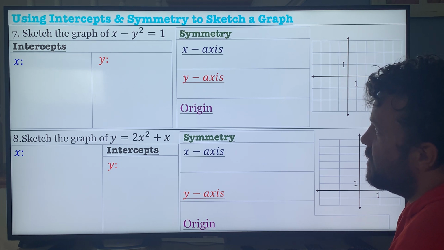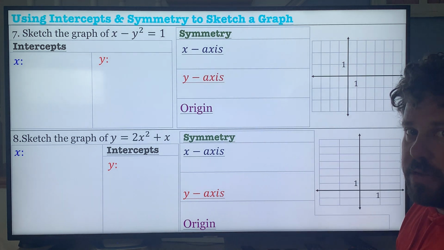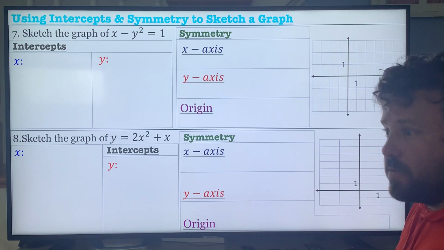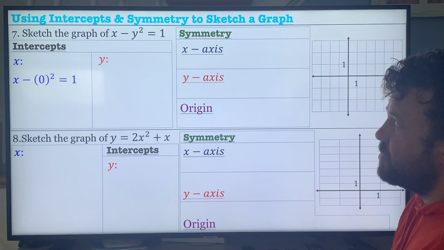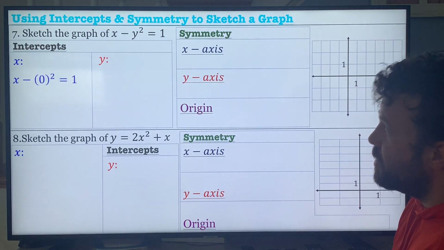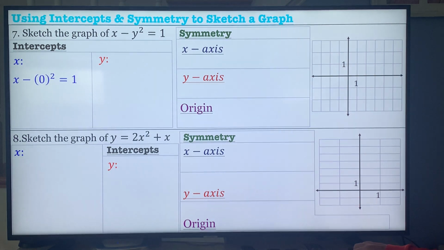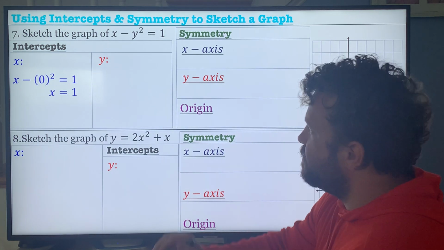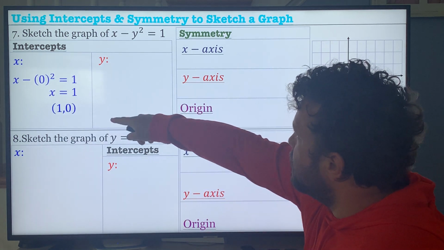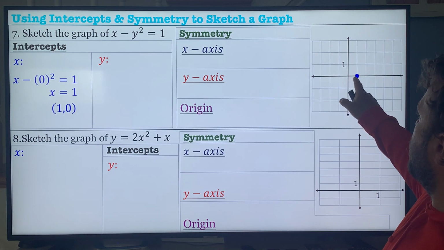So first thing, the intercepts. Once you guys find the intercepts, this is just bringing up everything we did so far today. So find the x-intercept. You set y equal to 0. X minus 0 squared plus 1. X equals 1. So it's 1, 0.